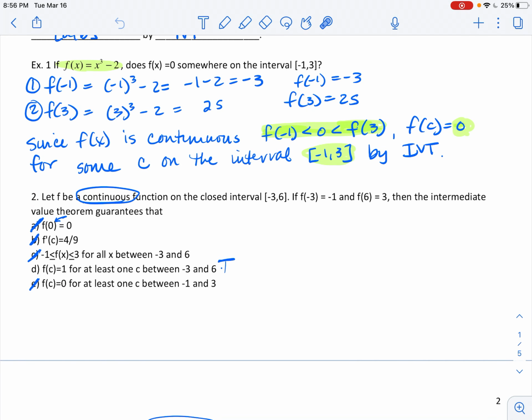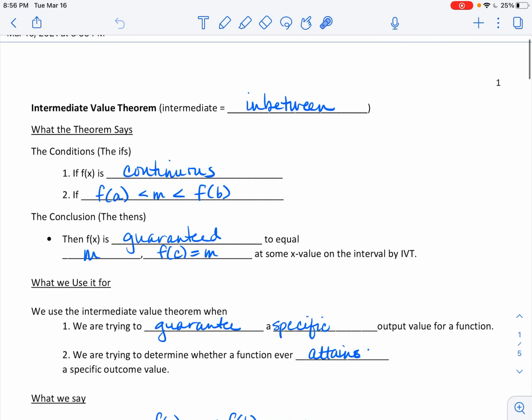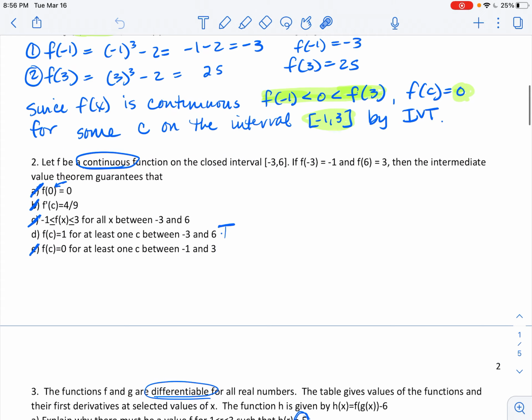Here's a problem let's work through. Number 2, it says let f be continuous. So here's our first condition. We are continuous, and it's a closed interval, -3 to 6. If f of -3 is equal to 1 and f of 6 is equal to 3, then the intermediate value theorem guarantees which of the following? Okay, so between -1 and 3, we will have some value that equals 0. But does it happen at 0? We cannot guarantee that. So this one's no.